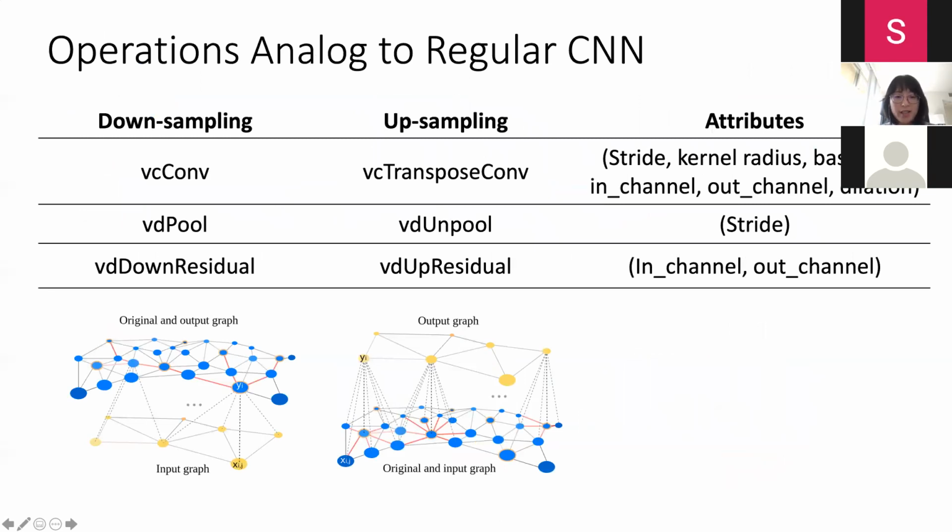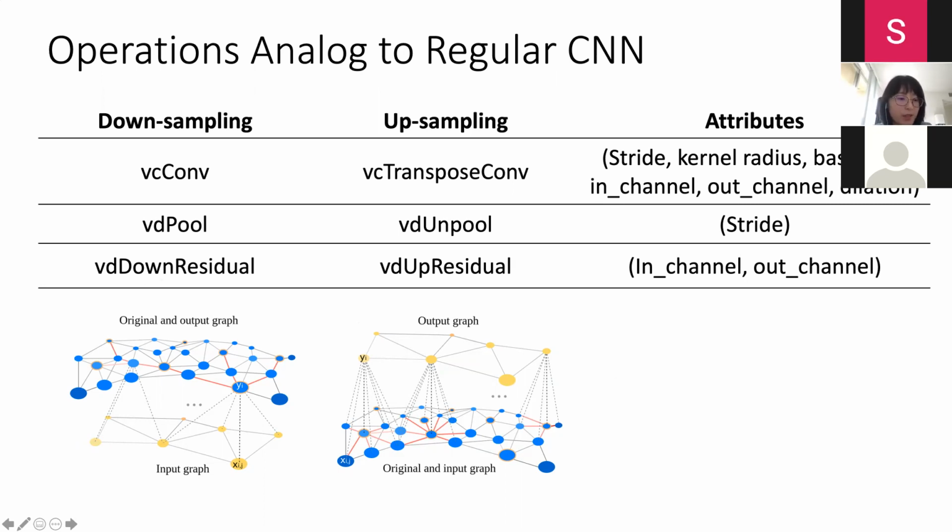And here I list those operations analogous to a regular CNN. So you can see that we can have convolution, transpose convolution, pooling, unpooling layers with attributes like stride, kernel radius, basis size. Basis size is something we introduced, which means the density of the basis in our imaginary grid, and the in-channel size, the out-channel size, the dilation, the stride. So it's basically everything you can find in a traditional CNN.